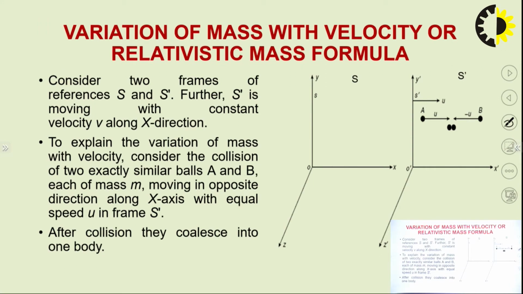So, this is variation of mass with velocity, or the relativistic mass formula. Till today we have known that mass is constant, but today we will see that mass is not constant, but a function of velocity. Mass is basically a function of velocity. That is why we call it variation of mass with velocity.